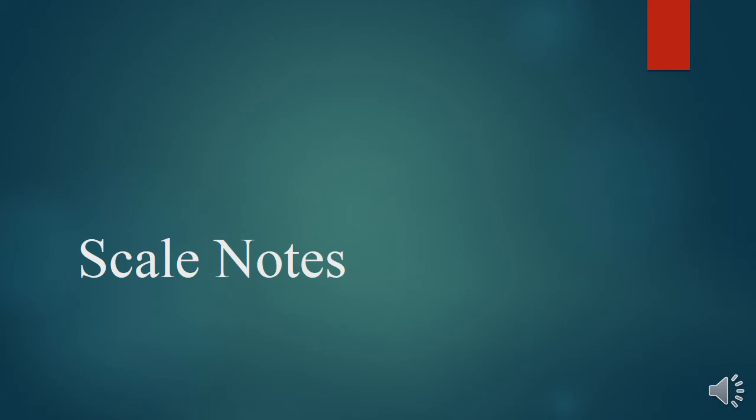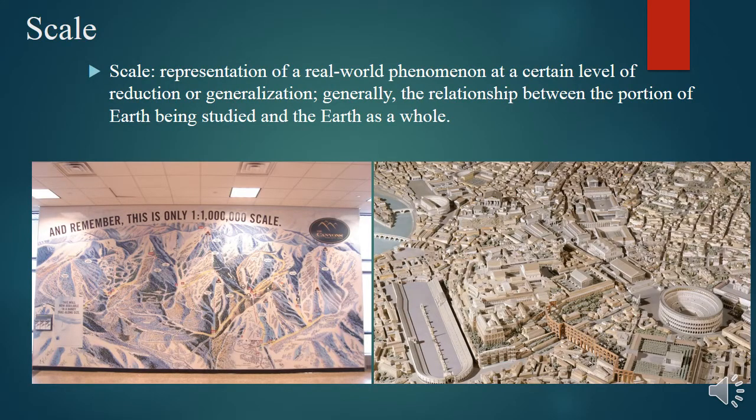I'm going to be talking about a couple different kinds of scale. Remember that scale is one of our vocabulary words in this introductory unit. And there's a couple different ways we can talk about it. One, as a representation of real-world phenomenon at certain levels of reduction, right? A way of reducing real-world phenomenon to a scale that's easier to interact with. What your textbook says a lot is a definition closer to this, right? The relationship between the portion of the Earth being studied and the Earth as a whole.